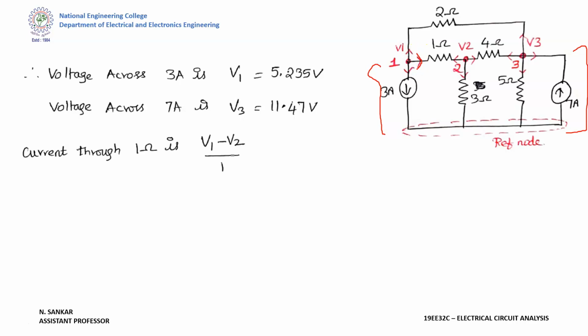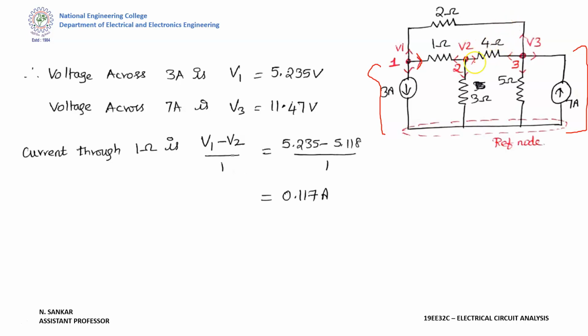And the next question is the current through 1 ohm and the current through 4 ohm. The current through 1 ohm is nothing but V1 minus V2 by 1, as per Ohm's law, V by R. So always current flows from higher potential to lower potential. So here the higher potential is V1, the lower potential is V2. So the value will be equal to 0.117 ampere.